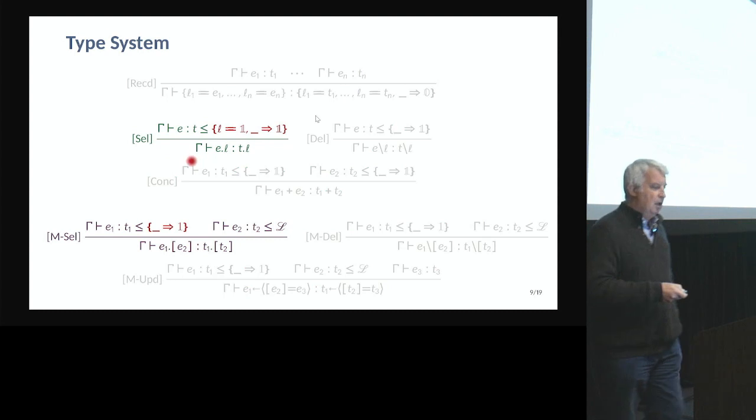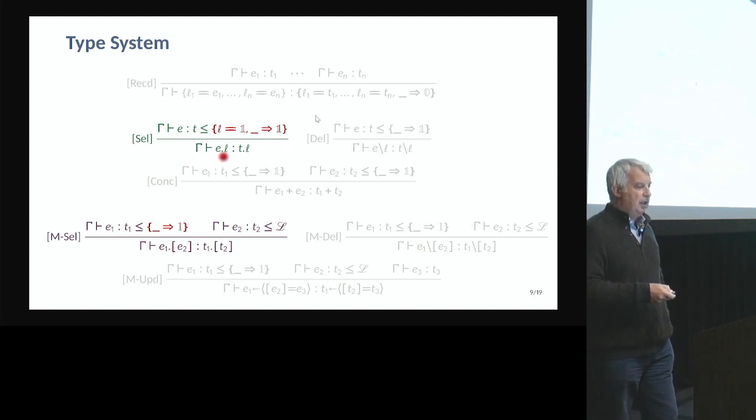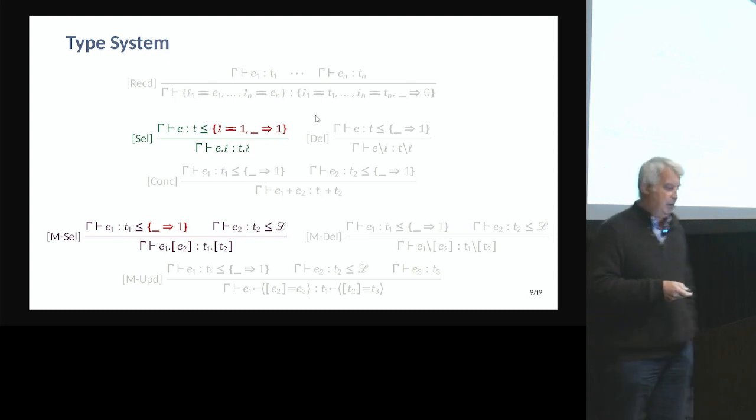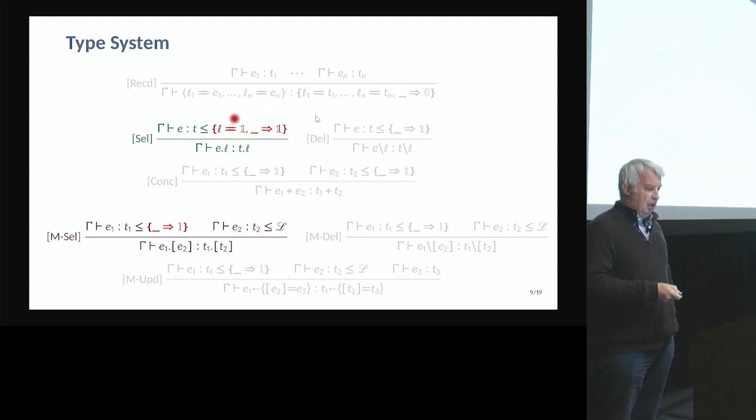And notice that for struct selection, if I try to select the label L from E, all it requires is that E is a record in which L is present, and then there may be some other fields. While for map selection, I select the label result of E2 from E1, so we require that E2 is just a record, nothing else, and E2 must be a subset of the labels. And in that case, what I obtain as a result is exactly the same operation applied to the types.